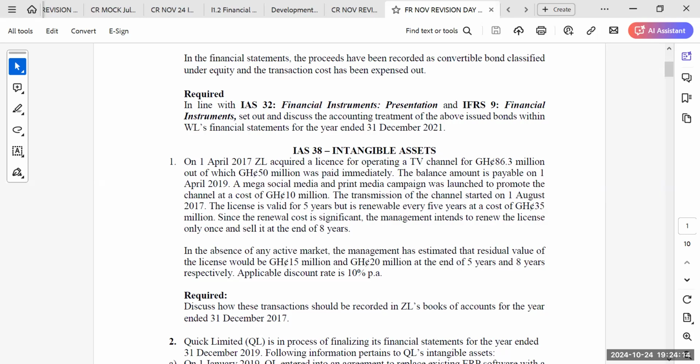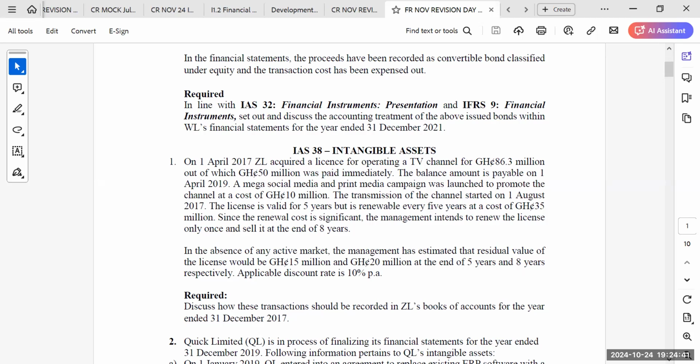The transmission of the channel started on 1st August 2017. The license is valid for what? 5 years. Okay, that is the useful life of the license. But you can decide to renew. Okay, but it's renewable every 5 years at a cost of 35 million. Please, if they talk about issue of renewal, the determination of the useful life depends on whether the renewal cost is significant or not significant. It's a very simple logic.